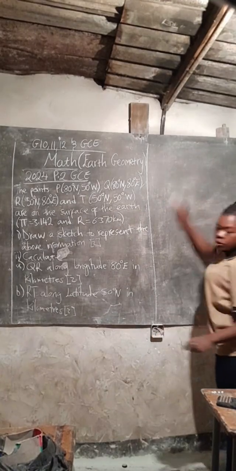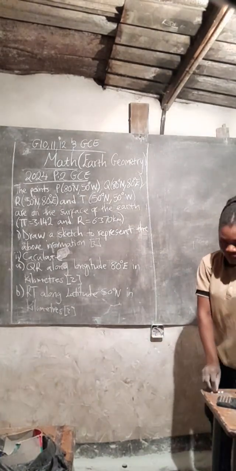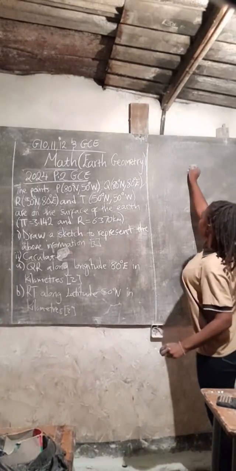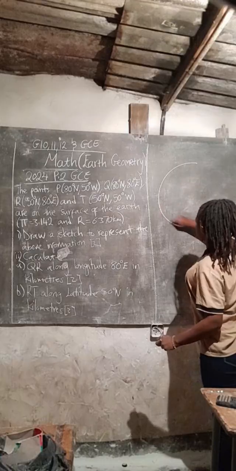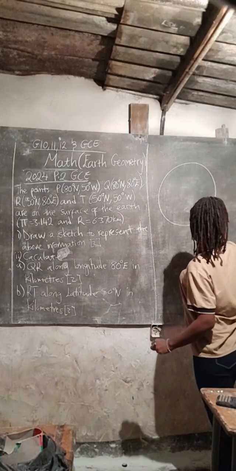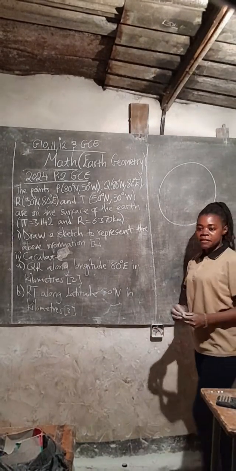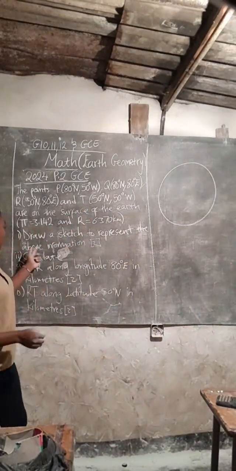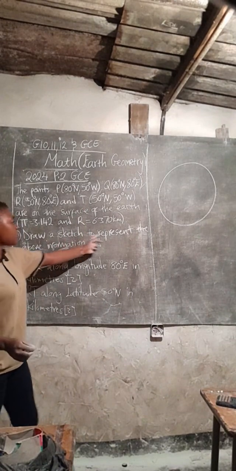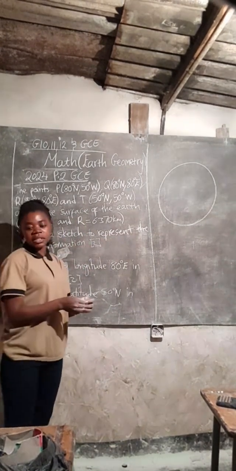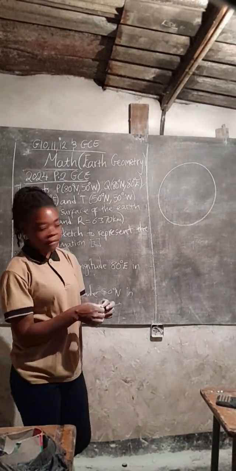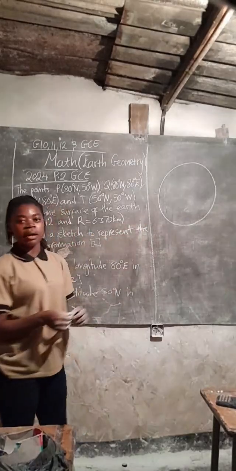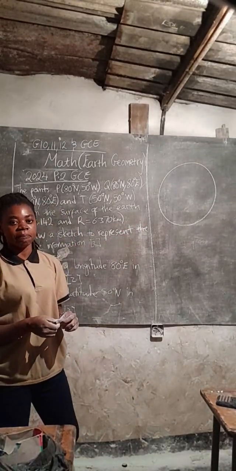So what is the first thing that we're going to do? We'll draw the surface of the Earth. The surface of the Earth is this. That is the first step. Why? Because they're saying draw a sketch to represent the above information. And the key in the sketch is the surface of the Earth, which we have drawn.